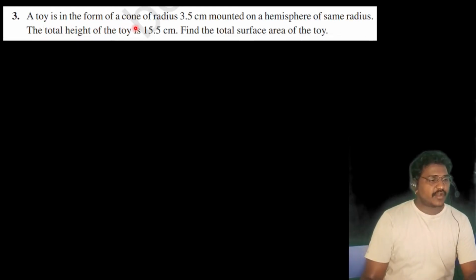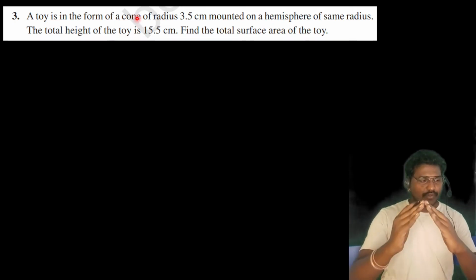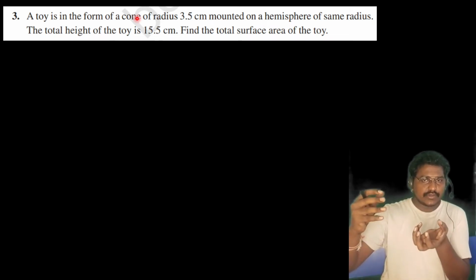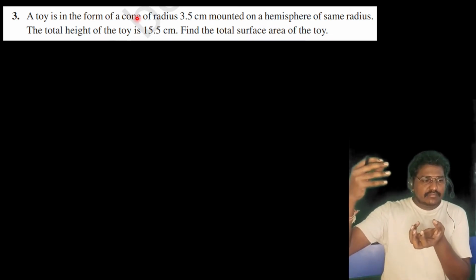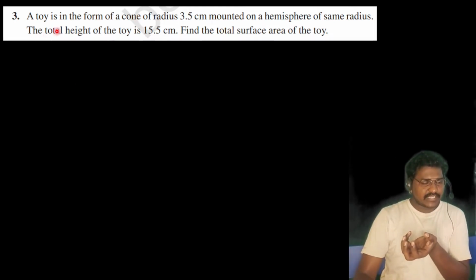A toy is in the form of a cone of radius 3.5 centimeter mounted on a hemisphere of the same radius. Here it was clearly given: hemisphere of the same radius. That means the toy is in the form of a cone, and it is mounted on a hemisphere. See here, observe the question carefully.